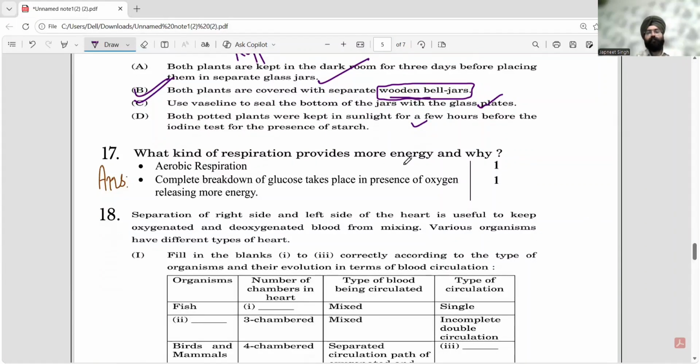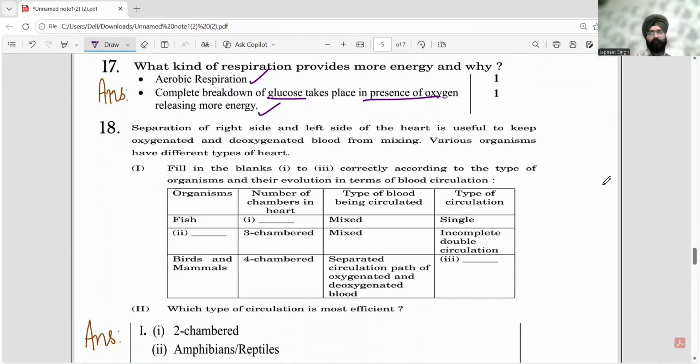What kind of respiration provides more energy and why? Obviously aerobic respiration, because it happens in the presence of oxygen and completely breaks down glucose, and it releases more energy. Done. 18th question, very, very important.